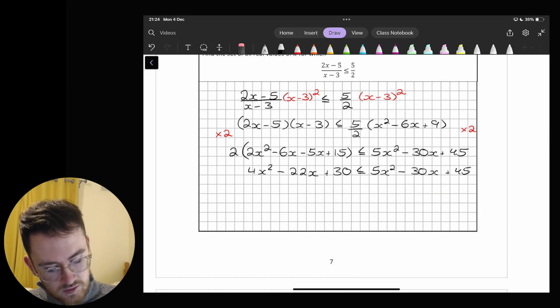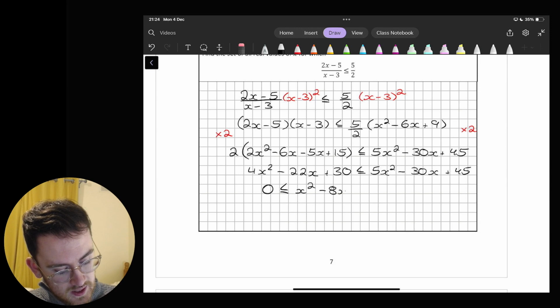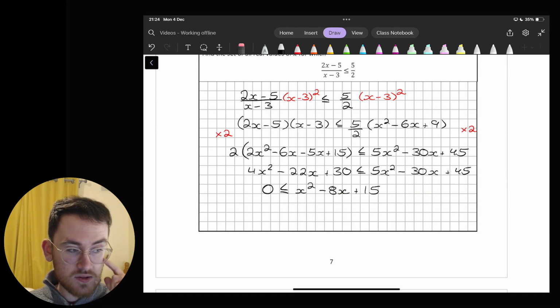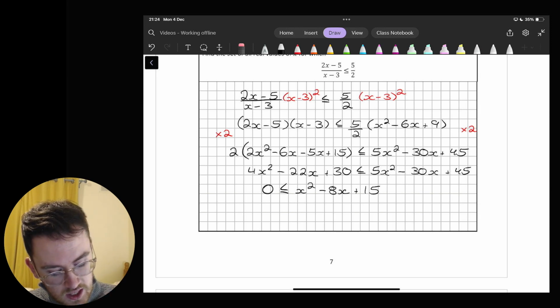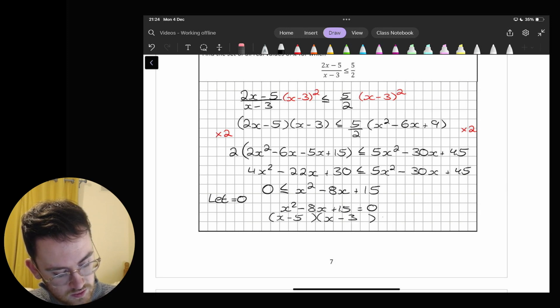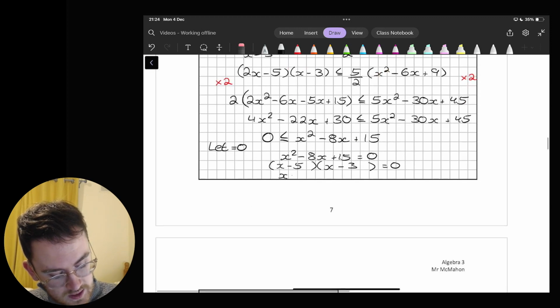Let's say we bring them all to the right hand side here. I get 0 less than or equal to x squared minus 8x plus 15. Okay, x squared minus 8x plus 15. So let's let that equal 0 here. So x squared minus 8x plus 15. So two numbers that multiply to give me 15, but add to give me 8. So that's going to be x minus 5 and x minus 3. So I get x is equal to 5 and x is equal to 3.